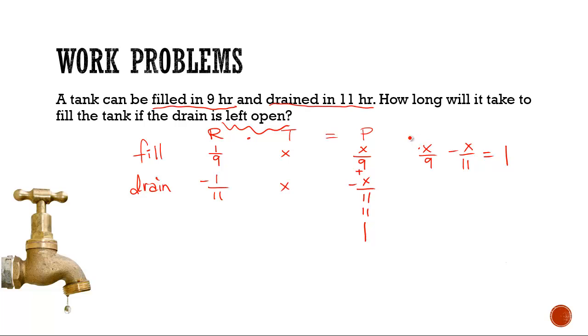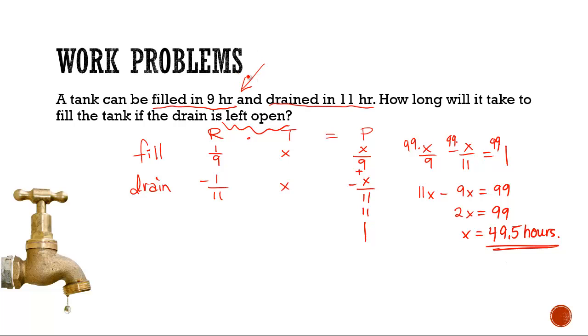Again, we can multiply through by the lowest common denominator. And we get 11x minus 9x equals 99, which gives us 2x equals 99, which gives us 99 divided by 2, which is 49.5 hours. So look at that. The tank could be filled in 9 hours, but if somebody forgets to put the drain stopper in, it would take 49.5 hours.